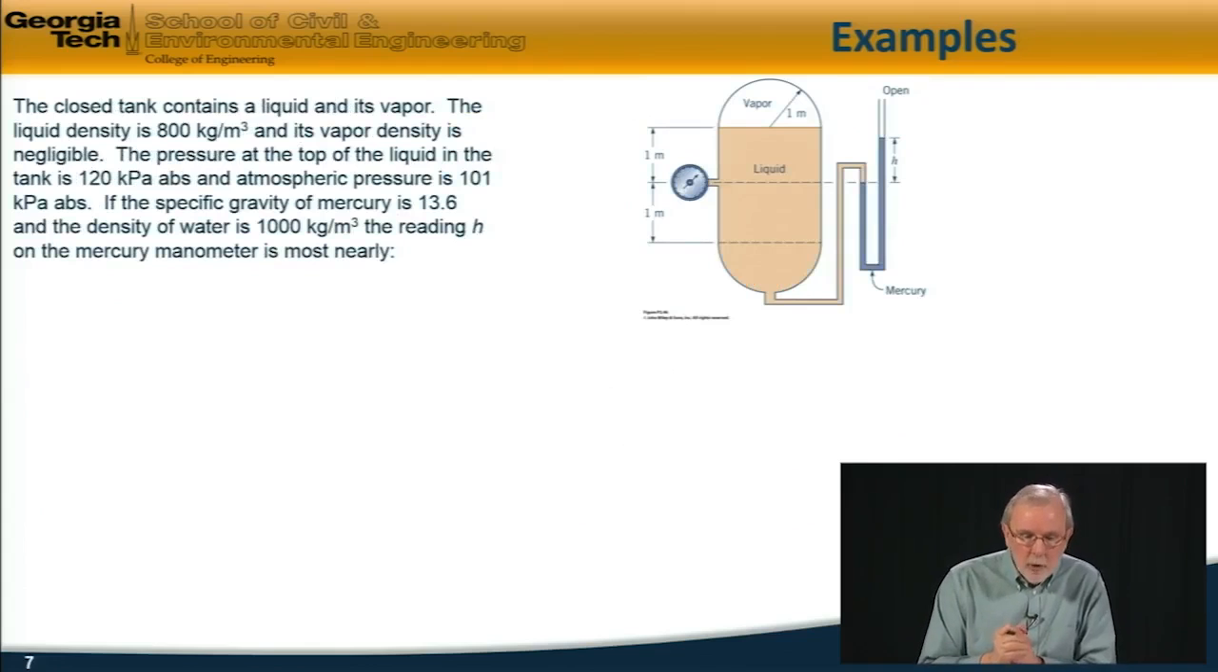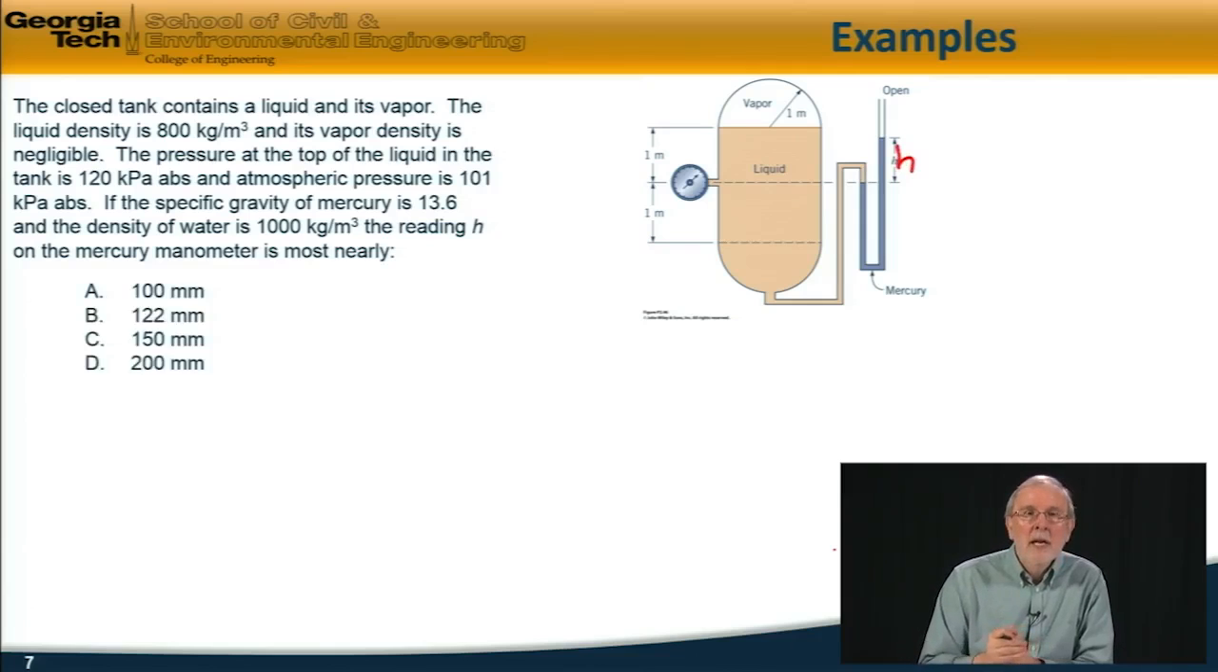Another example, a little bit more complicated. The closed tank contains a liquid with a vapor above it. The liquid density here is 800 kilograms per cubic meter, and the vapor density is negligible. The pressure at the top of the liquid in the tank is 120 kilopascals absolute, atmospheric pressure is 101 kilopascals, specific gravity is given, and density of water is given. Question is, the reading H here on the mercury manometer is most nearly which of these alternatives?